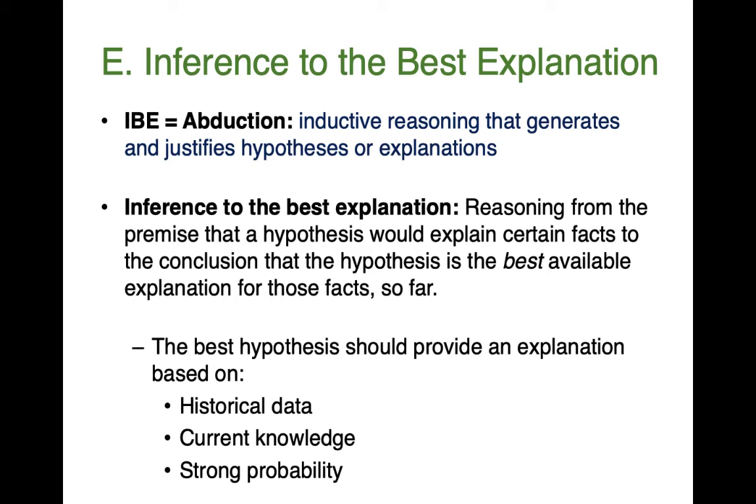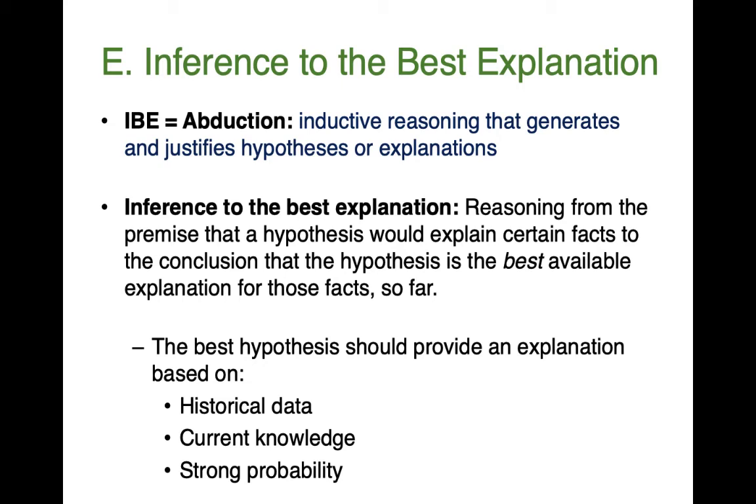Inference of the best explanation is also called abduction. There's a history, a reason for this, but it's not important here. You can use those terms interchangeably. Inductive reasoning that generates and justifies hypotheses or explanations is called abduction. So inference of the best explanation is reasoning from the premise that a hypothesis would explain certain facts to the conclusion that that hypothesis is the best available explanation for those facts so far. Again, no guarantee it's true, just that it's the best.